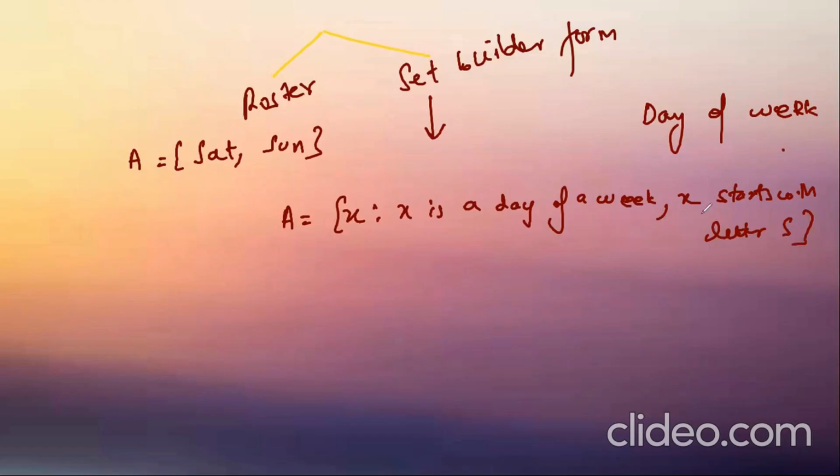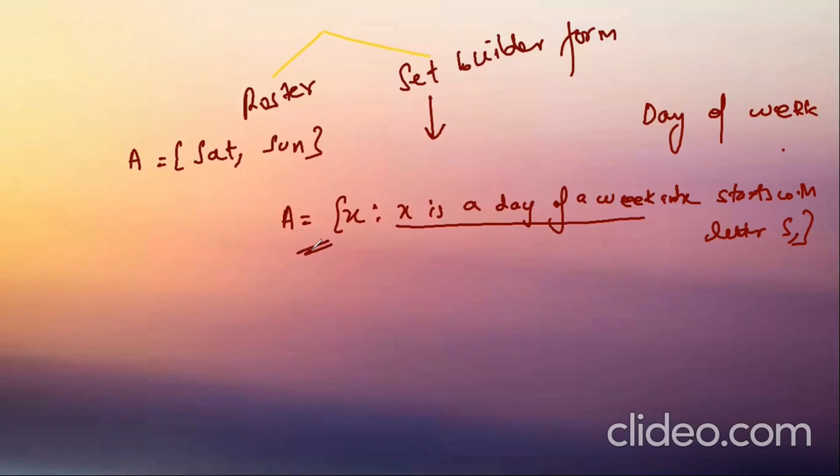See, if you have two conditions, don't write the comma, just use the and. Let's say X is a day of a week and X starts with letter S. If you have three conditions, let's say X is a day of a week, comma, X starts with letter S, and comma, let's say it should come before Sunday. So that is also one more condition. With comma, you put the X should come before Sunday. So you can write in the language form, right? So that's the normal set builder form.